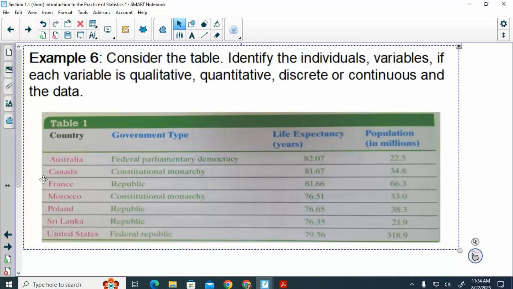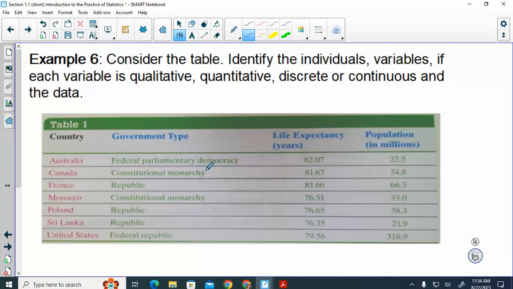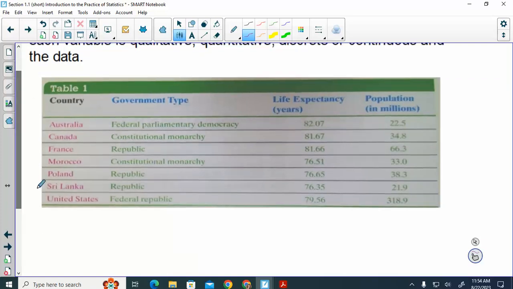But this is a table. It has a country, lists their government type, life expectancy, and population. So looking at this, we're just going to practice applying some of the words that we've heard. What are the individuals in this? Countries. Individuals will be each country.